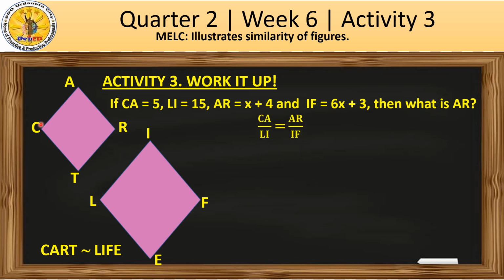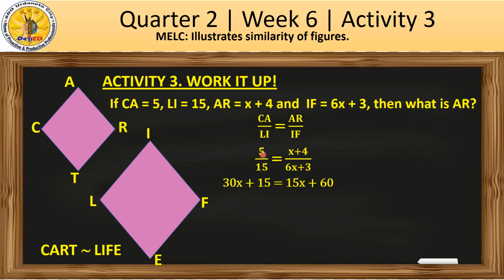Alright, I know that CA corresponds to LI and AR corresponds to IF, so my proportion is going to be written this way. Next, I will substitute the measures that are in the given problem. So my new proportion is going to be 5 over 15 is equal to x plus 4 over 6x plus 3. Now, to solve the proportion, I will apply the multiplication property.